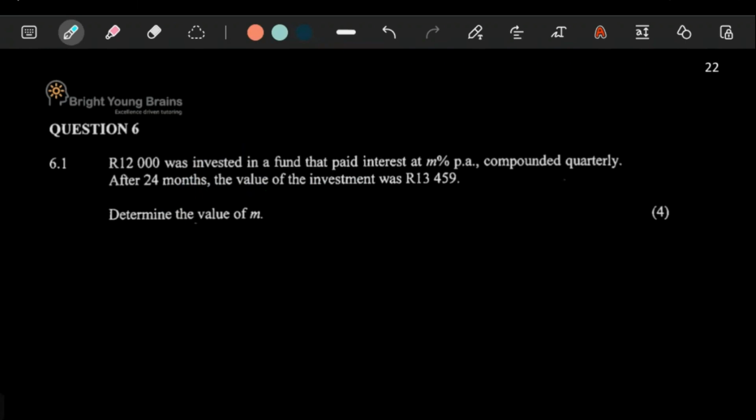So we need to keep that into consideration. Compounded quarterly after 24 months. That's 2 years. And it says the value of the investment was this much. Determine the value of M or the interest rate. So it's a compound interest formula question.